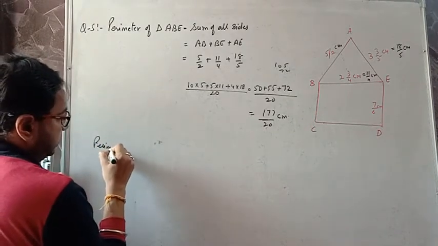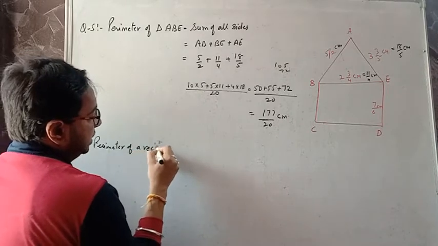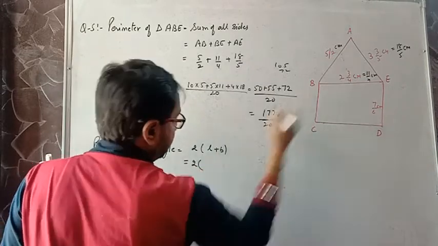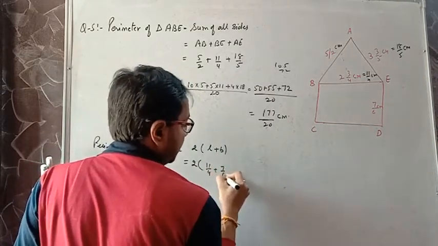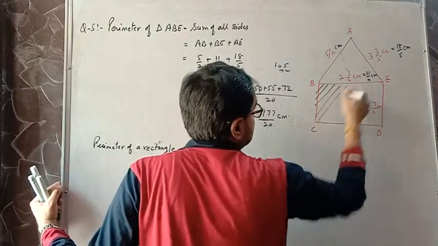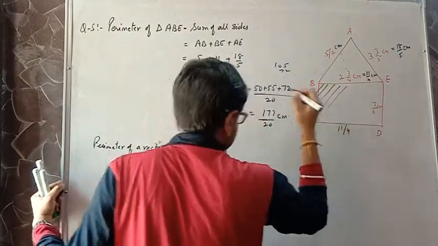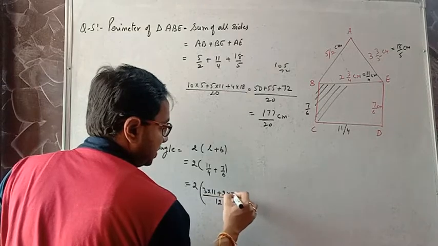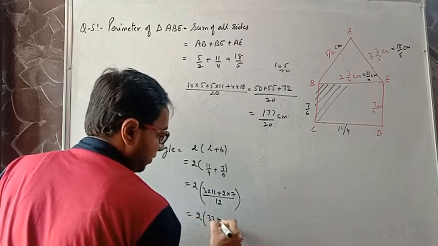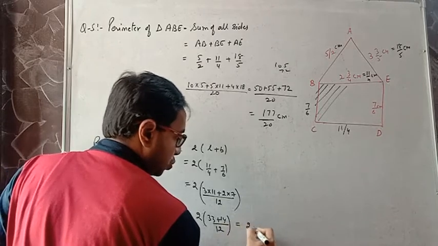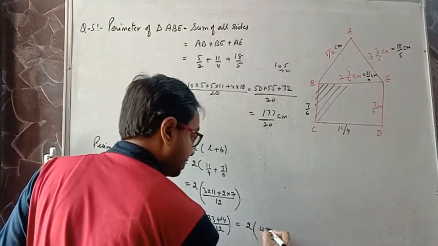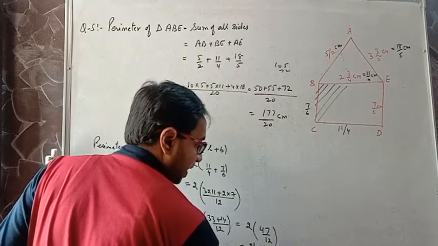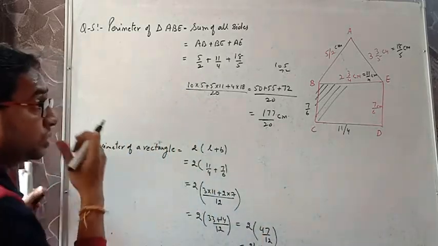Perimeter of the rectangle that we have to find is 2 into length plus breadth, where length is 11 by 4 and breadth is 7 by 6. I am talking about this particular rectangle. So length 11 by 4, breadth 7 by 6. I have already discussed, you can take the LCM, 3 into 11, 2 into 7, therefore 2 into 33 plus 14 upon 12. You will be getting 47 by 12, and 2 into 47 by 12, I'll cut, I'll be getting 47 upon 6. Can we reduce this? I don't think so.